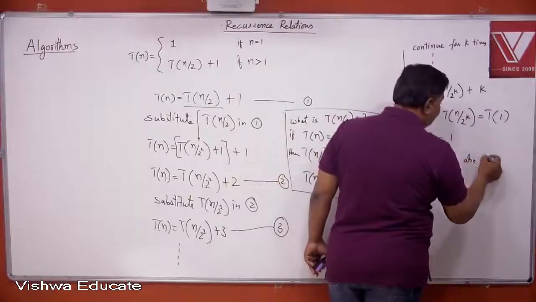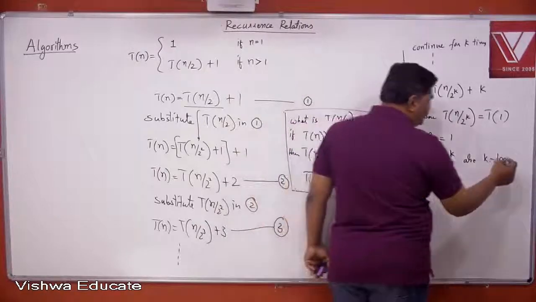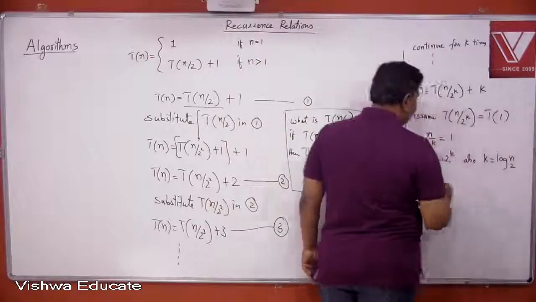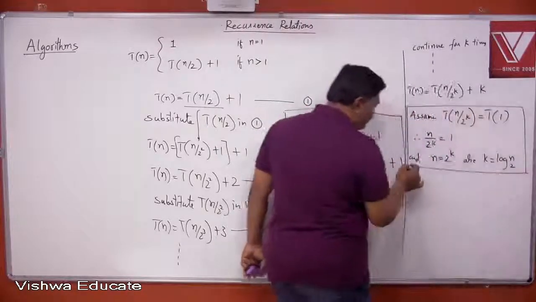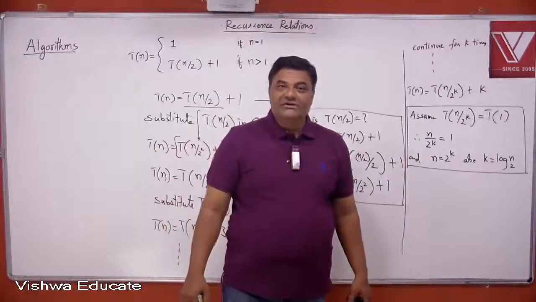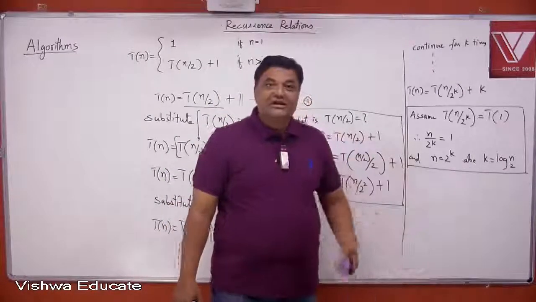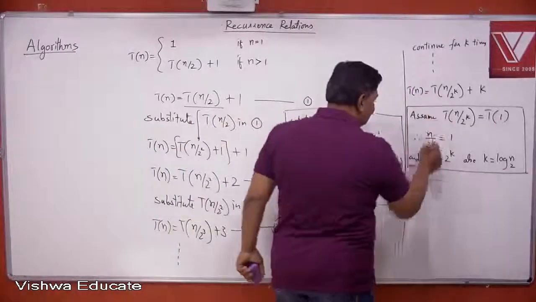Also k is equal to what? K is equal to log n base 2. Yes, log n base 2. So this assumption is very important. We are assuming that we have reached the smallest value 1. So based on the assumption, we assume that this has become T1.